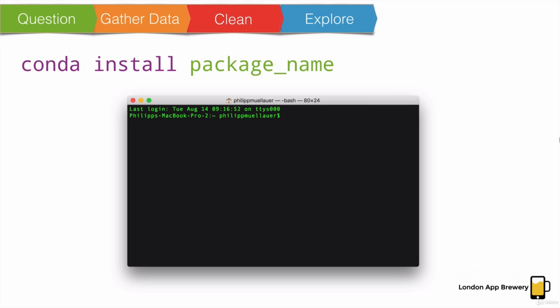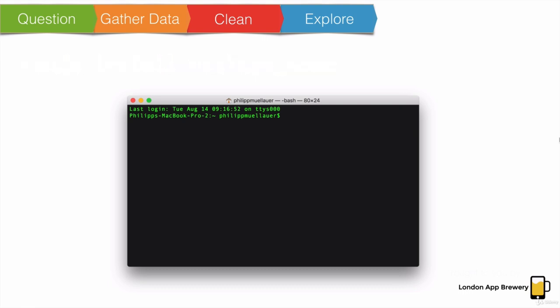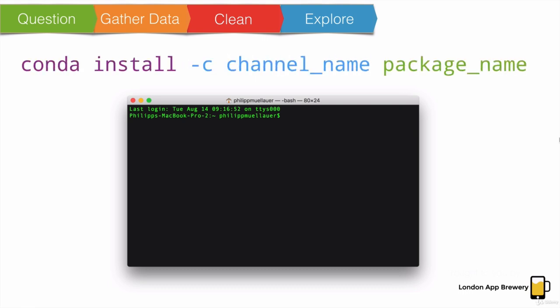And the reason is that we also have to specify something called a channel. A channel is the location where conda will look for the package. If you just write conda install and then the package name, then conda will search in the default location, which may or may not contain the package that you're looking for. If you need to specify a particular channel where you know that the package exists, then all you have to do is follow conda install with -c and then the channel name.